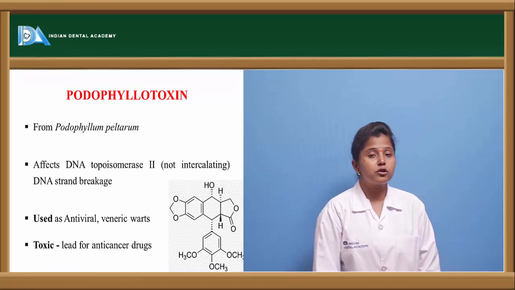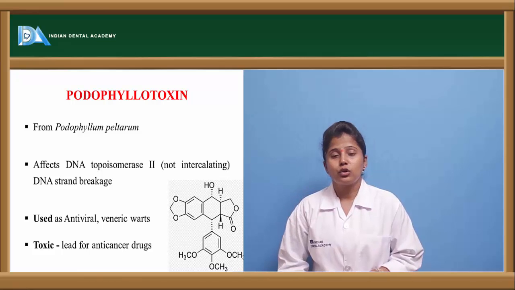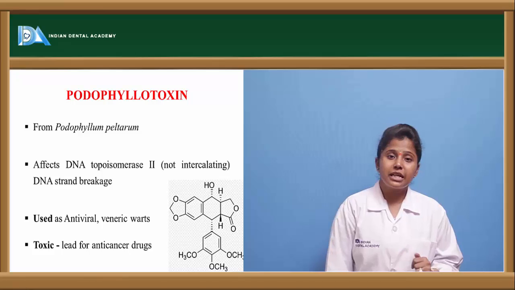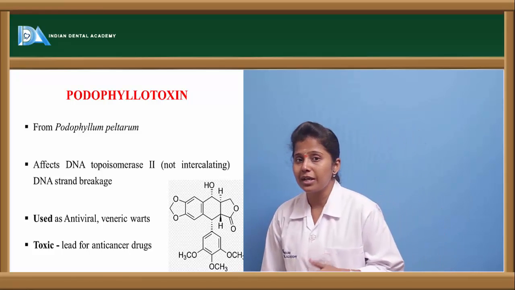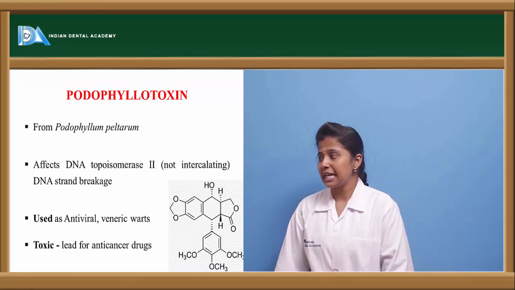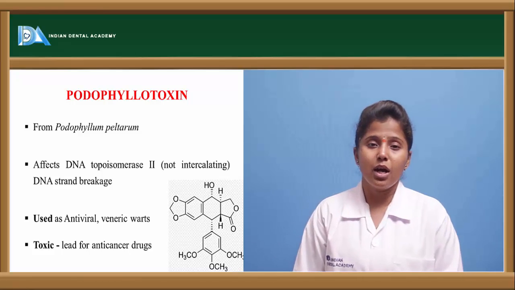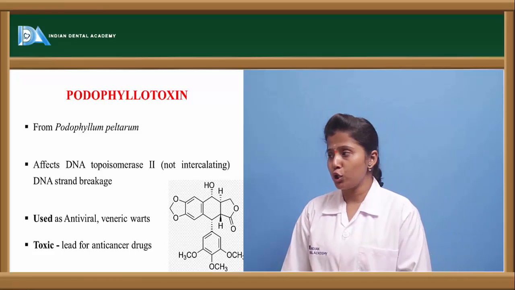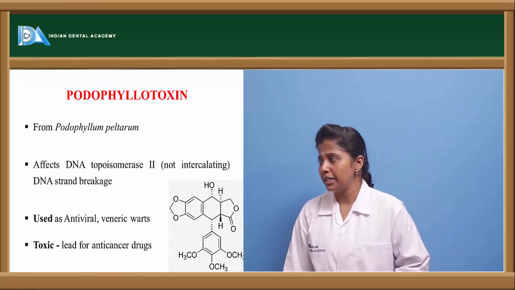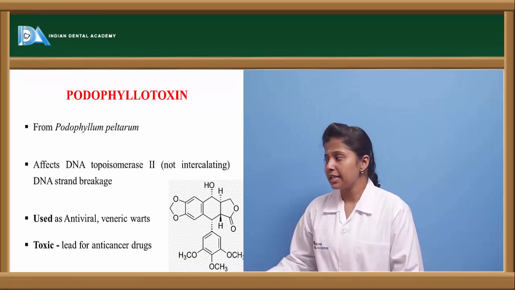We saw the topoisomerase 2 functioning. It affects the DNA replication. So podophyllotoxin inhibits the enzyme called topoisomerase 2, thereby inhibiting the DNA replication. It is used as an antiviral agent as well, and it is used even in venereal warts. And the toxic effect, if it is used in excessive doses, may lead to the ineffectiveness of these anti-cancer drugs.